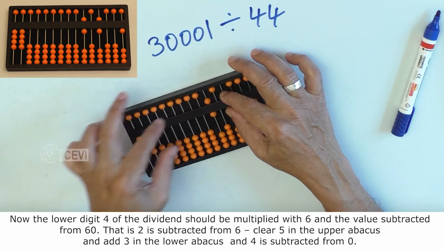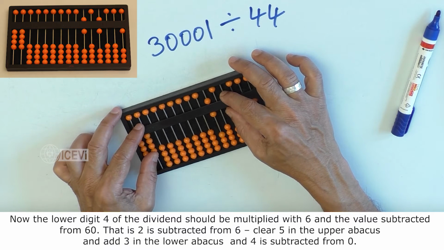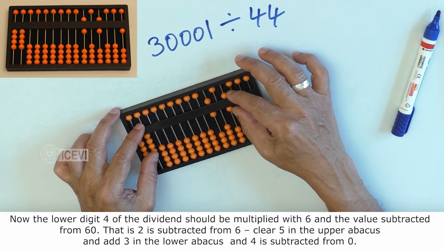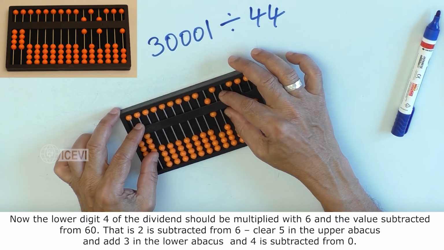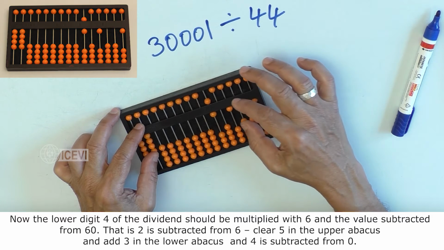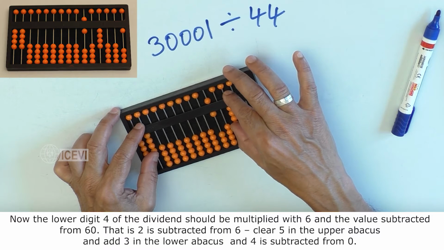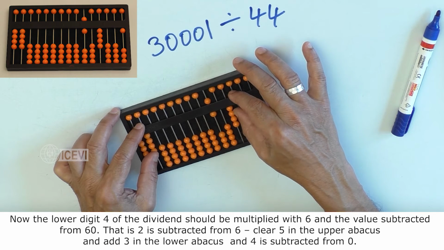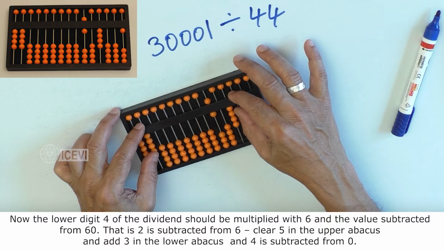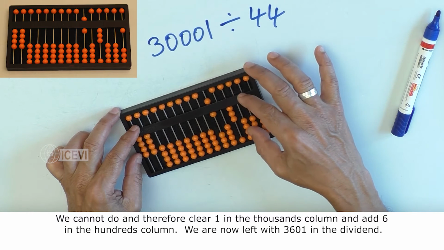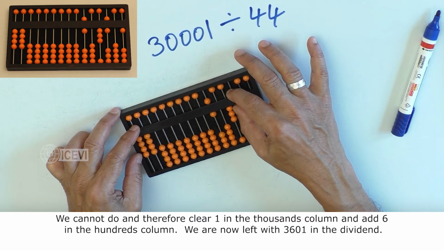Now 6 should be multiplied with the 4, which is the second digit of the divisor, and this should be subtracted from the 60 of the dividend. That is, 2 is subtracted from 6. Clear 5 in the upper abacus and add 3 in the lower abacus. And 4 is subtracted from 0. We cannot do that, and therefore clear 1 in the thousands column and add 6 in the hundreds column.